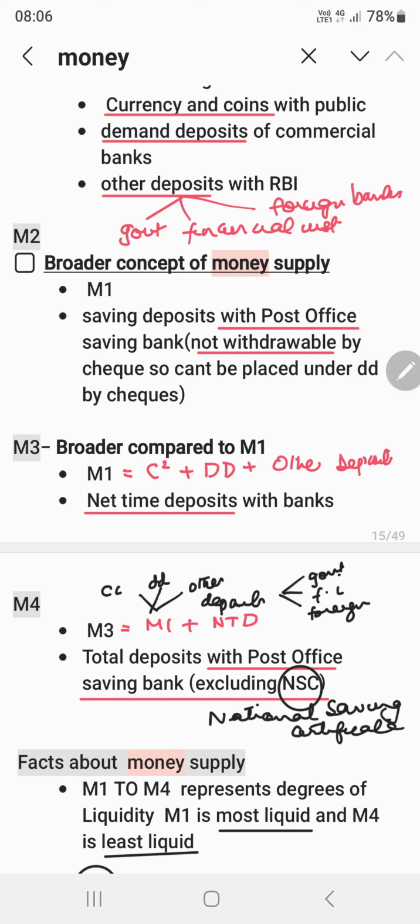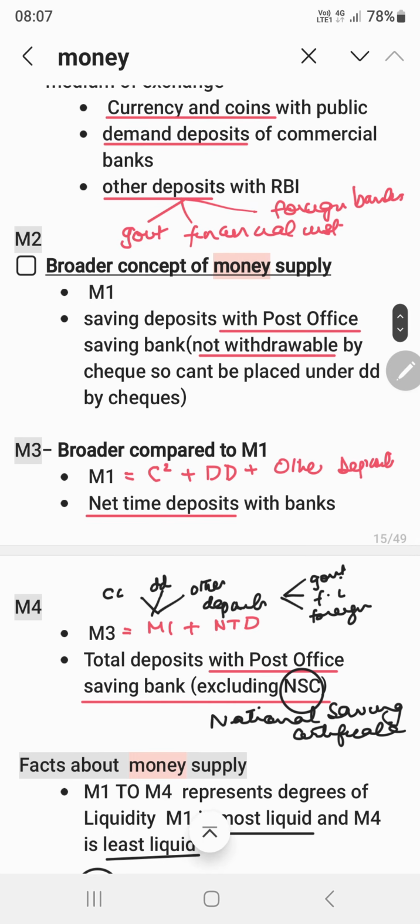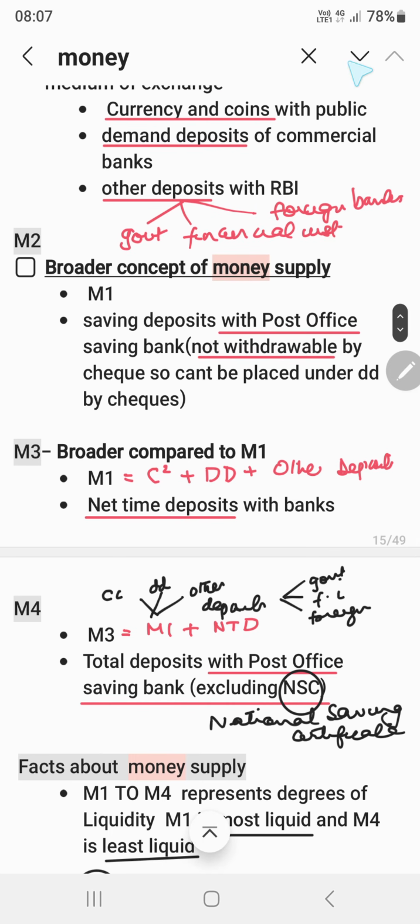The second component of a money supply is M2. And what does M2 include? M2 includes M1, but there is a new component of M2. The new component in M2 is the saving deposits with Post Office Saving Bank, and that is why this new category of M2 was devised by the RBI.